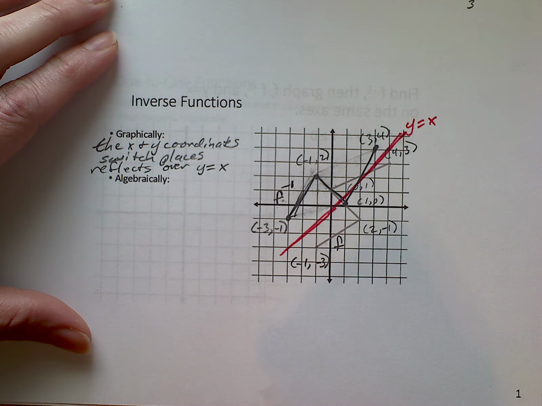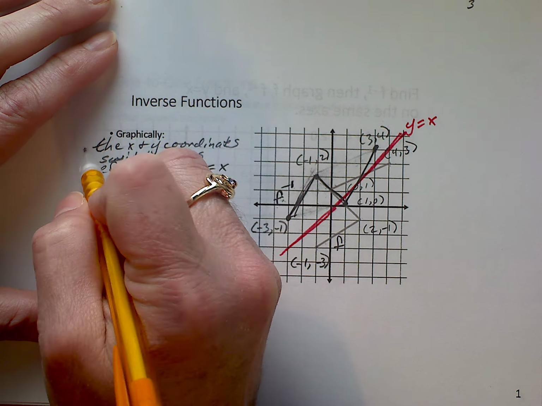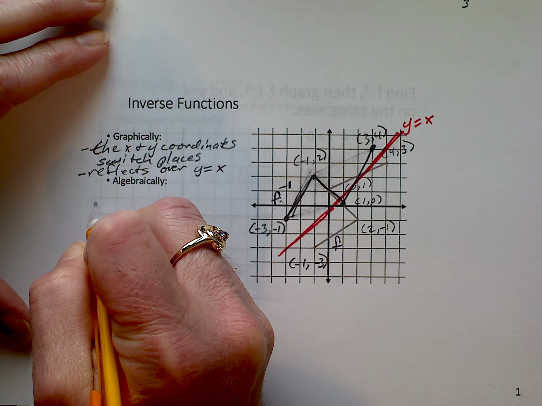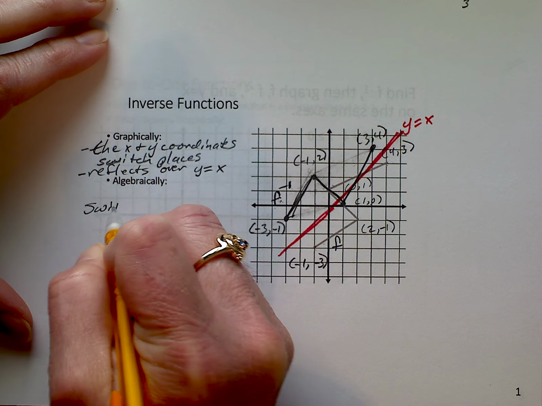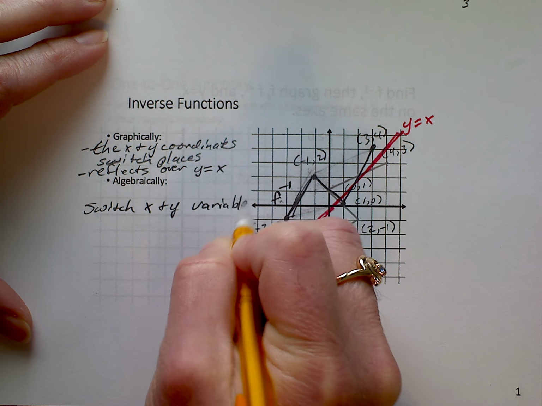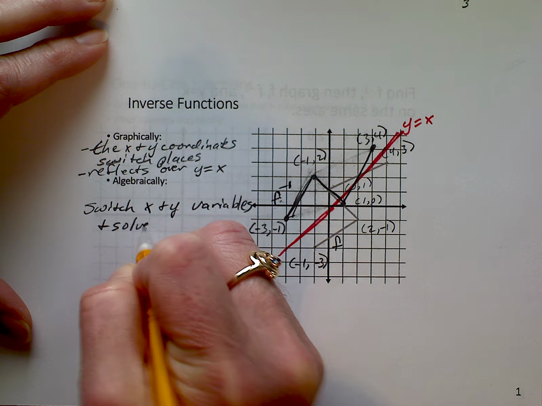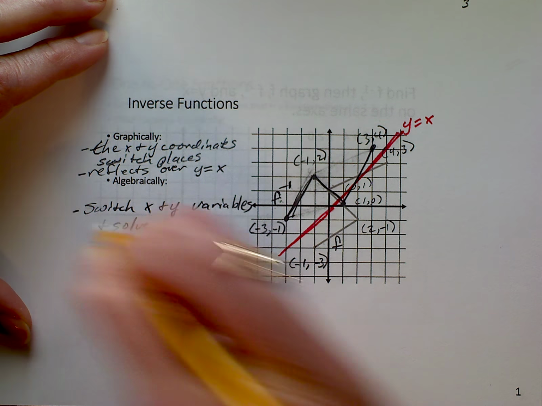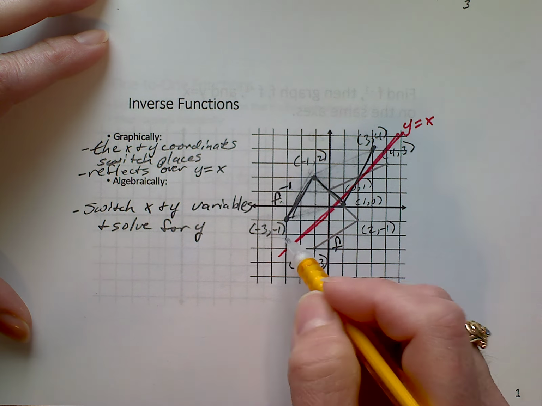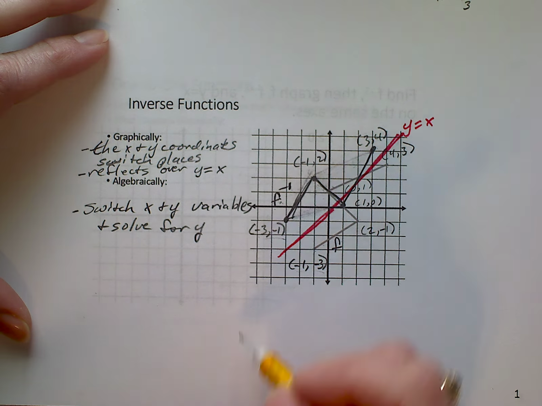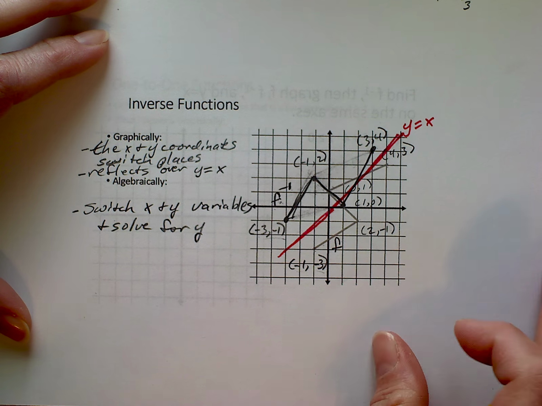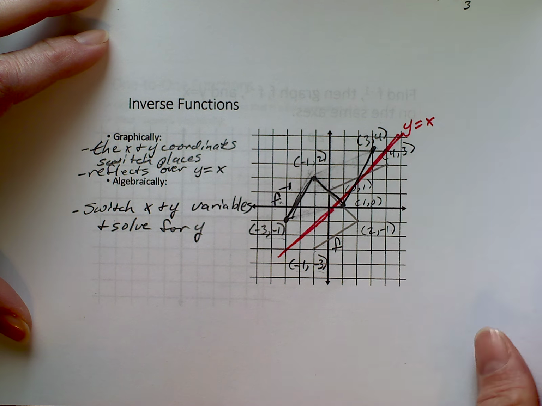Since this is what happened graphically, algebraically we're going to do something similar. We are going to switch the x and y variables, and we're going to solve the equation for y. So that's what happens algebraically. Graphically, the xy coordinates switch places and it reflects over the line y equals x. Algebraically, we're going to switch the x and y variables and solve for y.